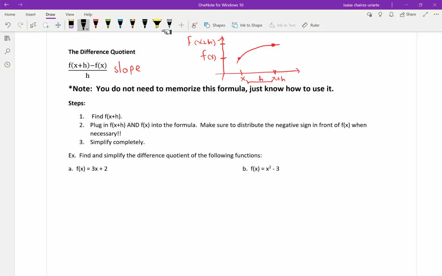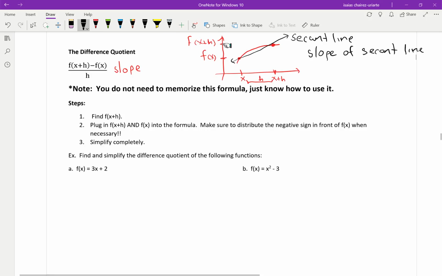Okay? And now imagine that we draw a line that joins those 2 points, a straight line, because this is a curve. Now imagine a straight line that goes through those 2 points. This is called a secant line. So I have what's called a secant line. And then if I think of the slope of the secant line, so imagine I wanted to find the slope of this little black line right here that joins these 2 points.